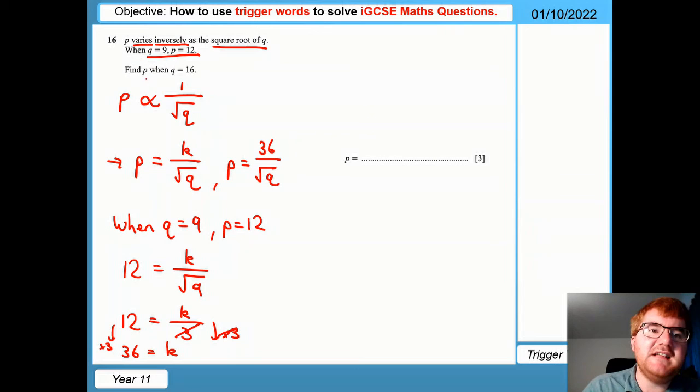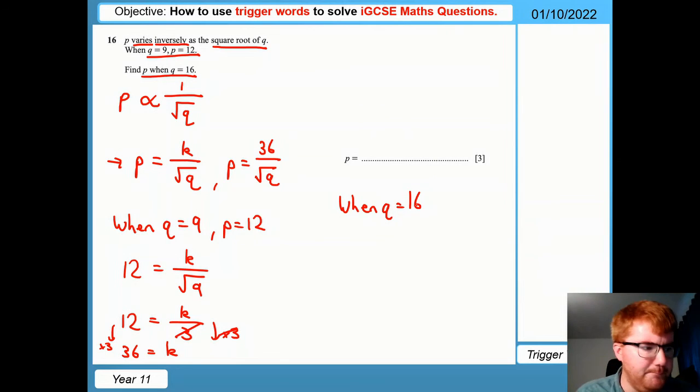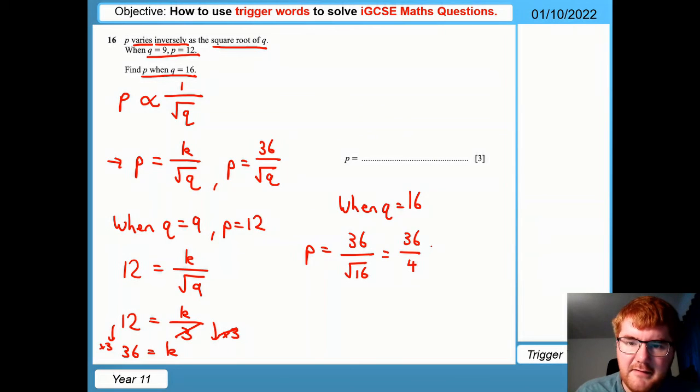And now we use the second part of the question. So find p when q is 16. So when q is 16, p is equal to 36 over root 16. Well, the square root of 16 is equal to 4. And then 36 divided by 4 gives us our final answer here of 9, like so.